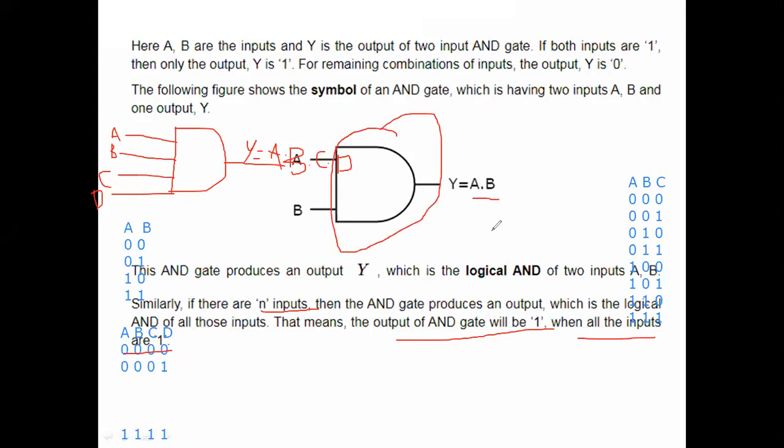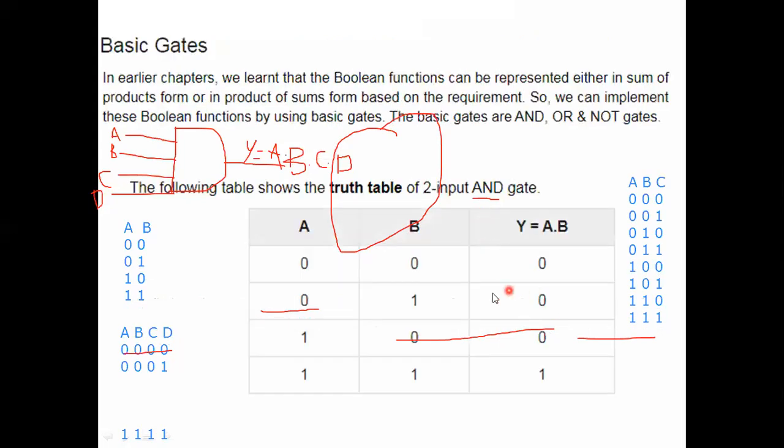So based on the truth table, we get the statement. If you observe this truth table, if all the inputs are high, then only the output is high. That means if all the inputs are 1, then only the output is 1. This is about the AND gate.